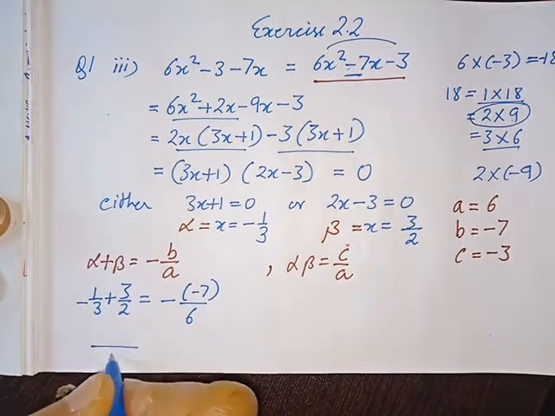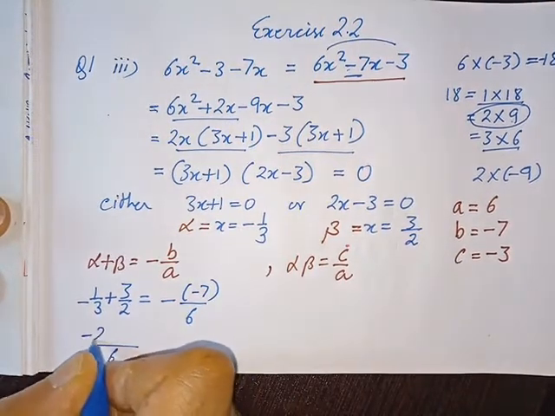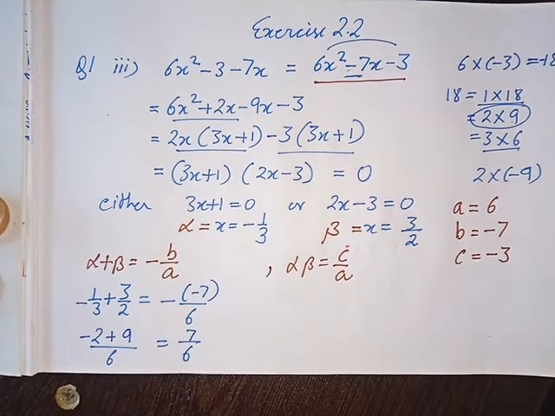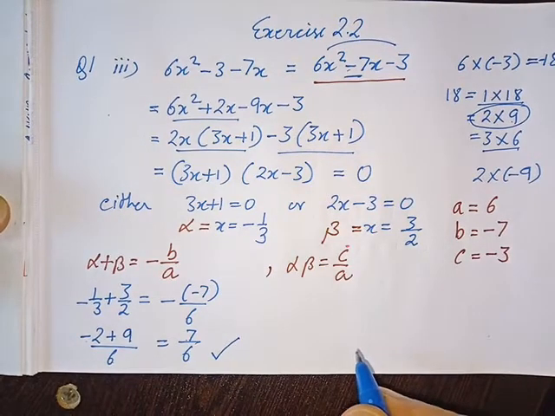Now solving this, 6 is the LCM, minus 2 plus 9 is equal to 7 upon 6, which will be the result. 9 minus 2 will give you 7 and 6 is the denominator. So the sum of the roots is equal to minus b upon a, which is verified.